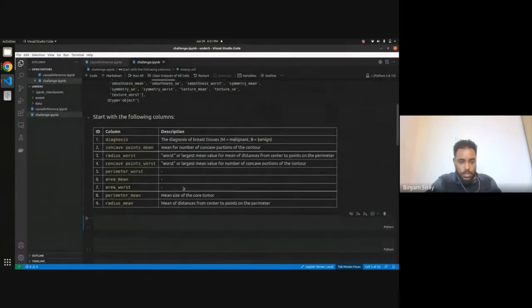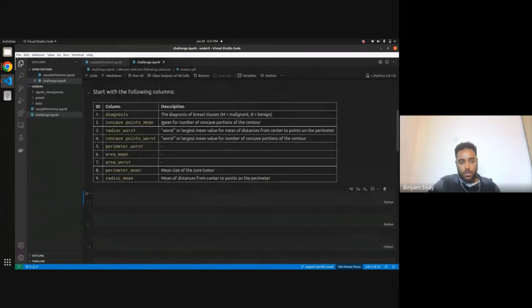So these are the features that I worked on: the diagnosis, the concave mean, the concave point mean, radius worst, concave point worst, perimeter worst, and these are the columns that I worked with initially, since the CausalNex library is very resource intensive. I recommend you use only these columns, instead of trying to process the entire 28 or 30 columns.